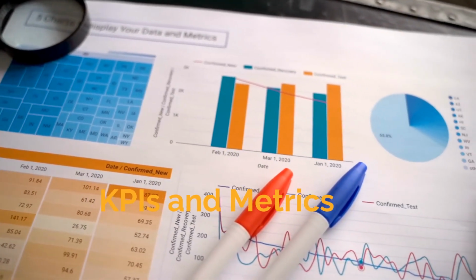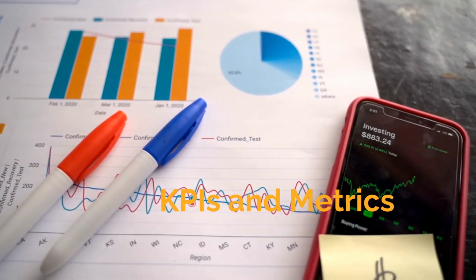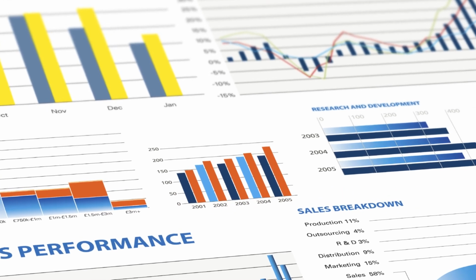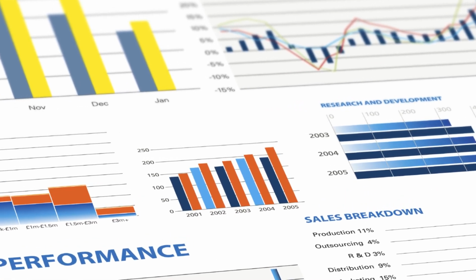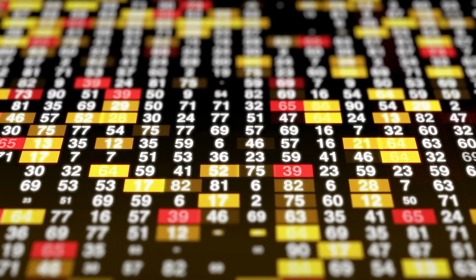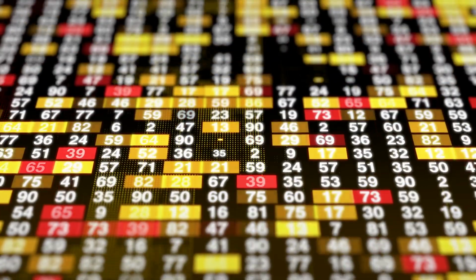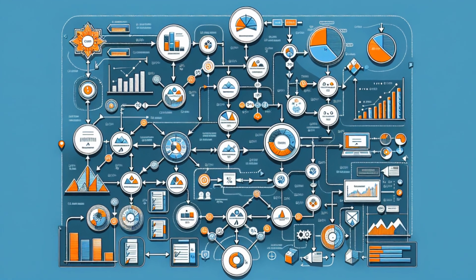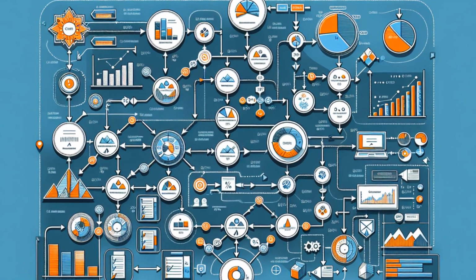Key performance indicators, or KPIs, and metrics are essential for measuring the success of a business process. These metrics provide quantifiable data to assess performance. KPIs can include metrics like time taken to complete a task, cost efficiency, and quality of output. Monitoring these indicators helps in making data-driven decisions.